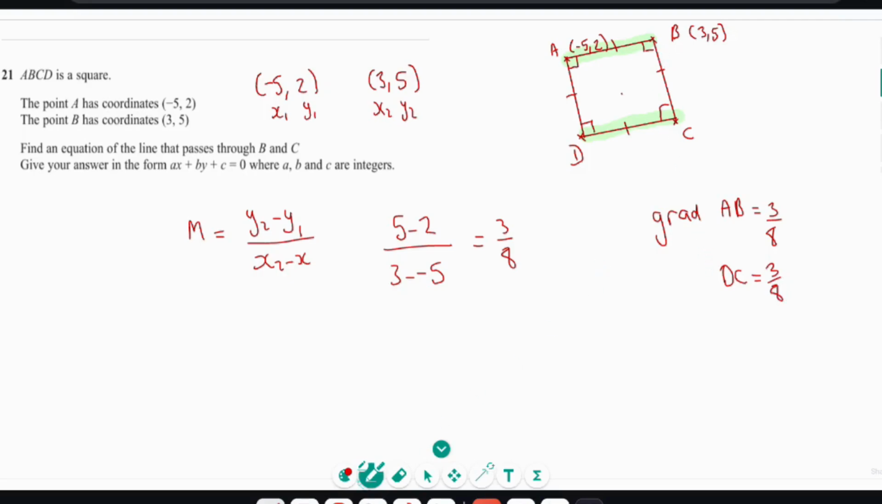We actually want the equation of the line BC. So we can find the gradient of this line because we know the gradient of AB times the gradient of BC is equal to -1. Divide both sides by 3/8 gives us -8/3 for the gradient of BC.